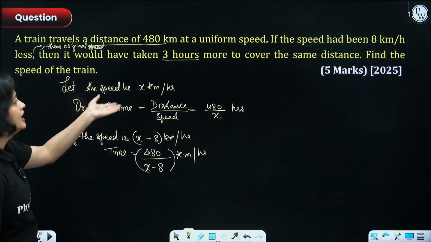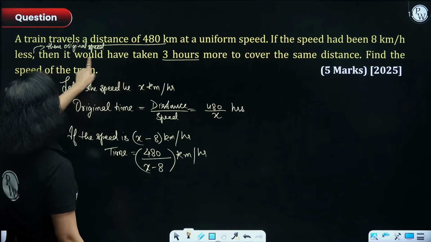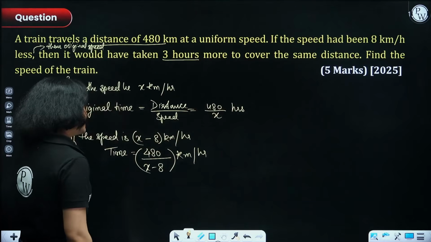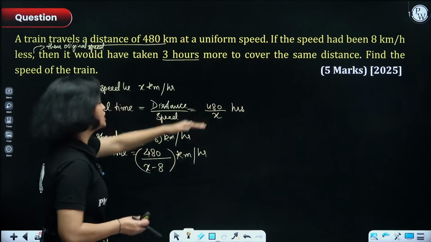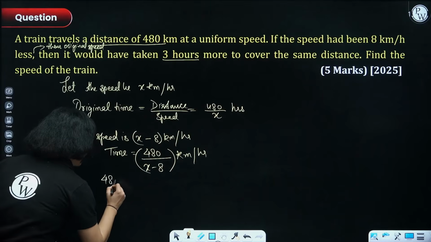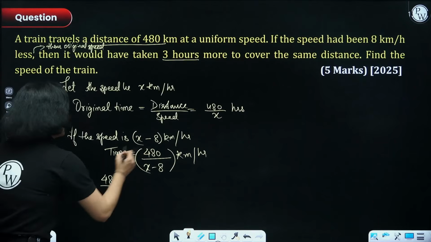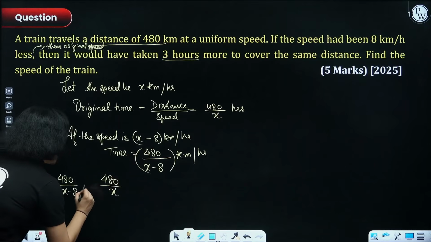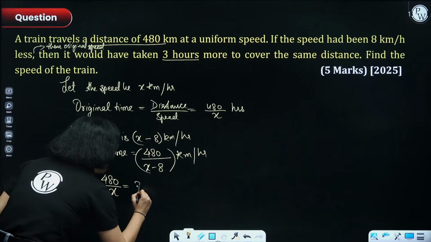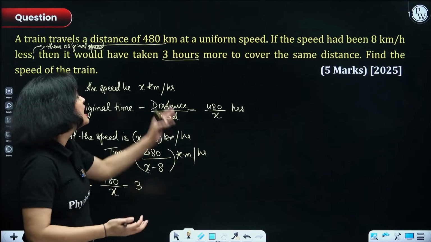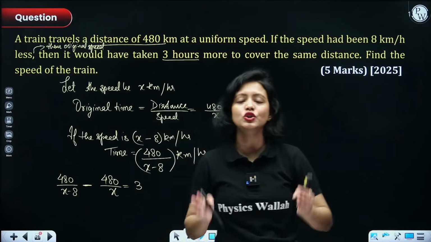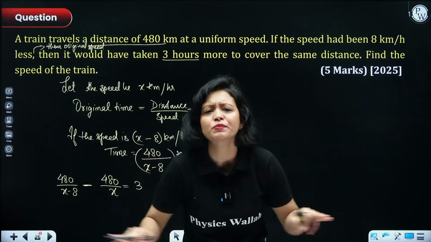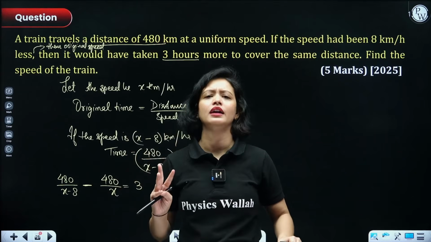Okay? Now notice what they are saying. If the speed had been 8 km per hour less, then it would have taken 3 hours more to cover the same distance. So matlab the original time was 480 by x. The new time is 480 by x minus 8. What is the difference between both the times? The difference between both the times is 3 hours. Ab chahe wo 3 hours more le, less le, doesn't matter. You just have to think like this: the original time and the new time, what is the difference? 3 hours. Simple.